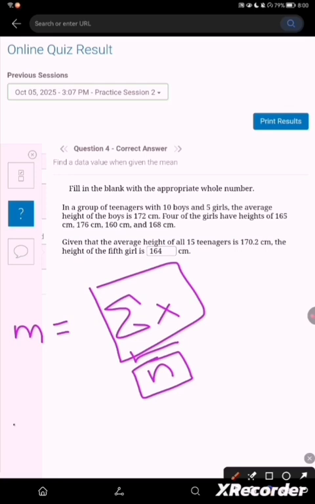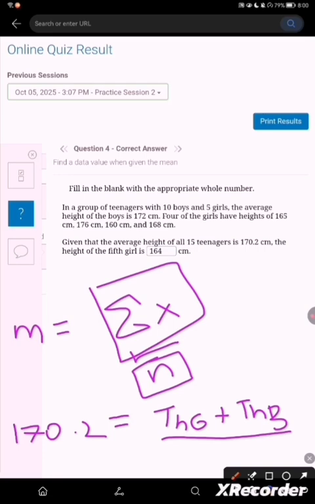So here's what you can do. You can substitute that here. 170.2 is equal to summation of x. Now, instead of putting summation of x, you can put the total height of girls plus the total height of boys, because summation of x is just the complete total height, boys and girls. Somewhat of a way to split it will make it easier for you to solve. Over, you know there's 15 teenagers in total, so n is your 15.